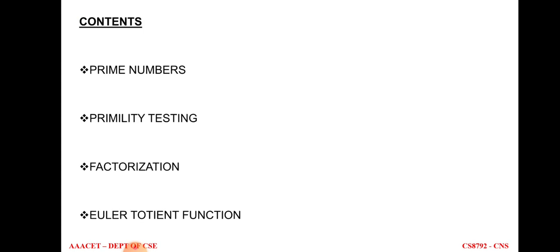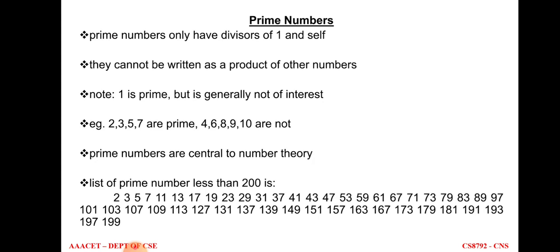We will see the content of prime numbers, probability testing, factorization, and the Euler totient function. First, we will start with prime numbers. We all know what a prime number is. Prime numbers only have divisors of 1 and itself, and cannot be written as the product of other numbers. 1 is usually not counted as a prime number. For example, 2, 3, 5 and 7 are prime numbers, and 4, 6, 8, 9, 10 are not prime numbers. These are some examples, and prime numbers are a centralized concept in number theory.